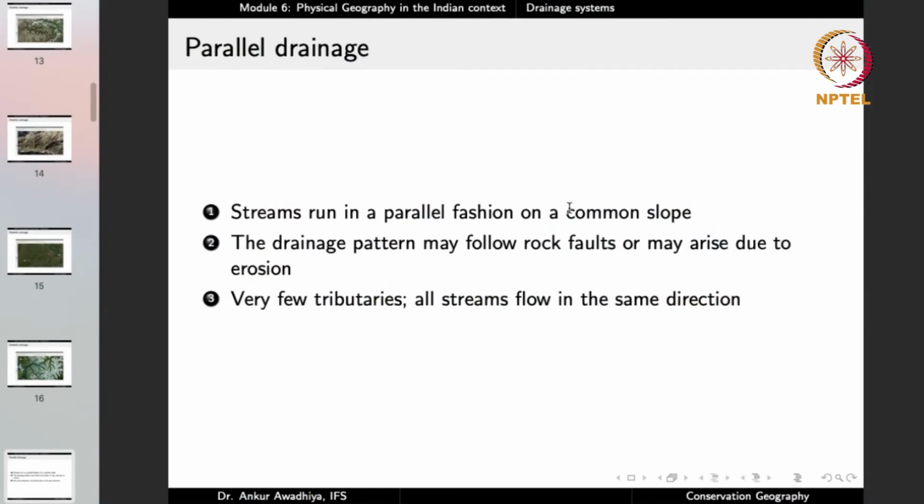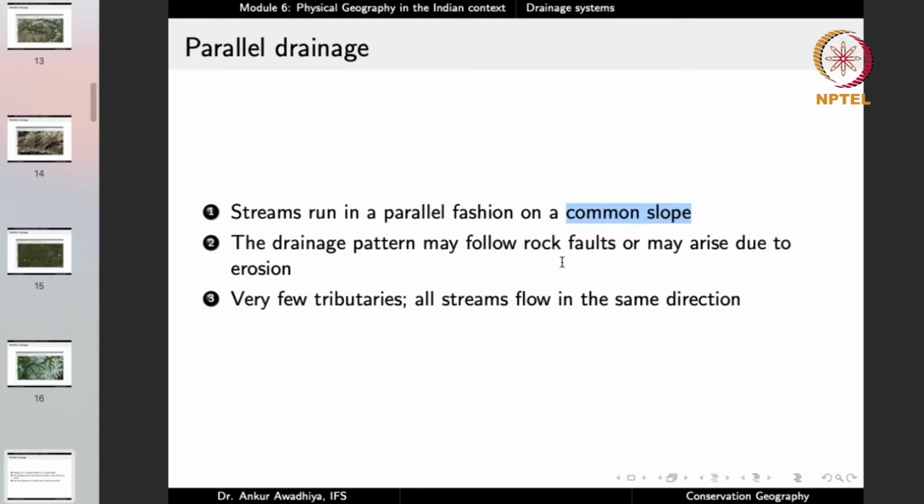In this case, the streams run in a parallel fashion on a common slope. So this will be found in those areas that have a slope, and all of the streams are on the same land with the same amount of slope. It will not be found, say, in a flat area.